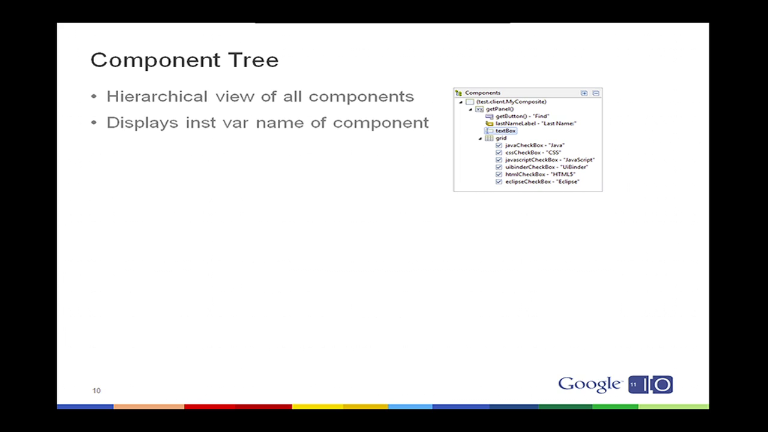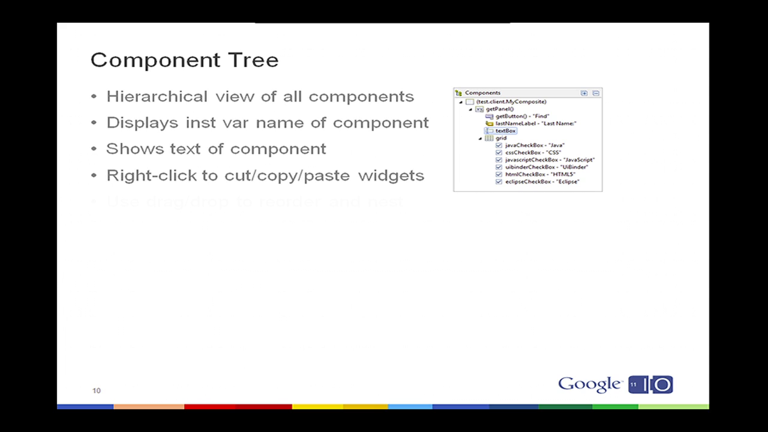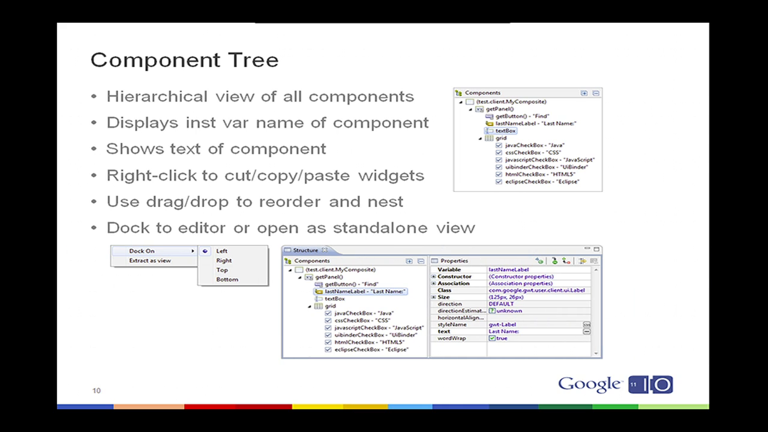The component tree, again, is a hierarchical view of all the components. It shows the variable name of the component, the text of the component. You can right-click to cut, copy, and paste, and use drag-drop to reorder and nest components. And that component tree can be docked on any side of the editor or even pulled off as a standalone view if you prefer.